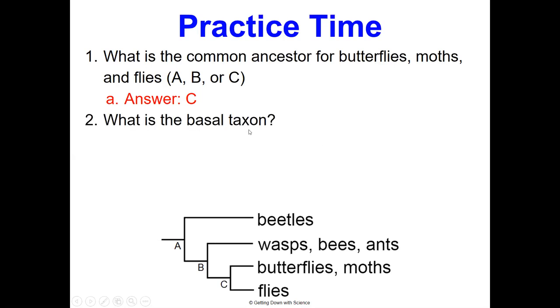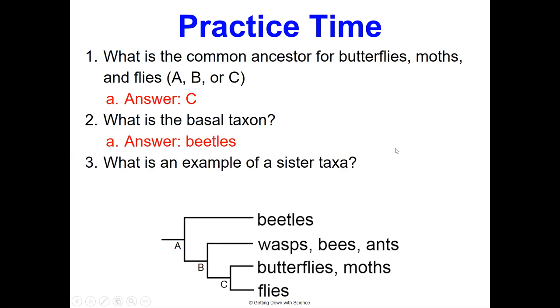What is the basal taxon? That would be beetles. Notice that from the original node, we branched and it just kept going. These other ones divided multiple times, so they would not be basal, they would be sister taxons. What is an example of a sister taxa? And so the butterflies, moths, and flies would be sister taxa.